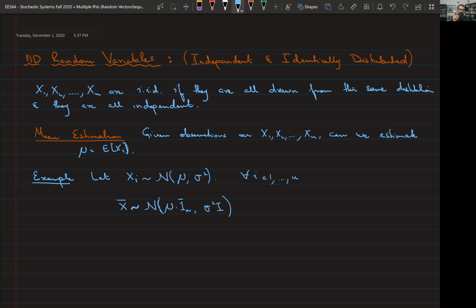Exactly. But remember, if these diagonal entries were not identical, this would not have been identically distributed. But these are identically distributed because there is an identity matrix there. And not just any diagonal matrix, it's an identity matrix. Okay, now given this, can we estimate the mean?